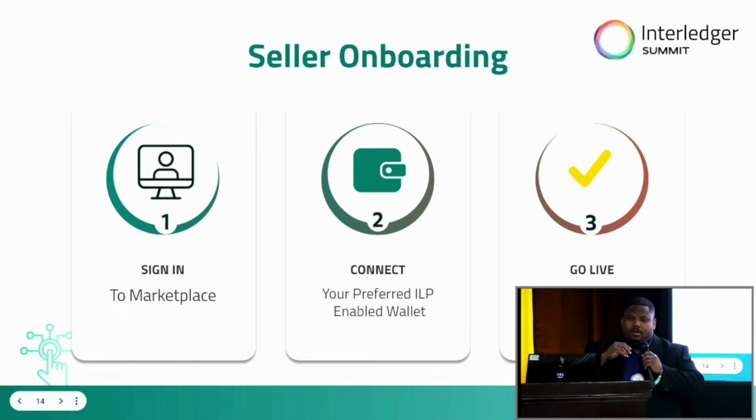Let's say a founder launches a marketplace to connect moms to help us as they go through the process of maternity leave, where the founders know their markets. They know the seller and buyer dynamics in their markets, and they're able to launch viable platforms. So a seller connects their preferred ILP-enabled wallet, and then they can begin selling to buyers.